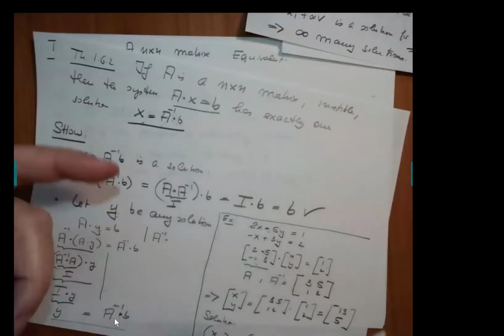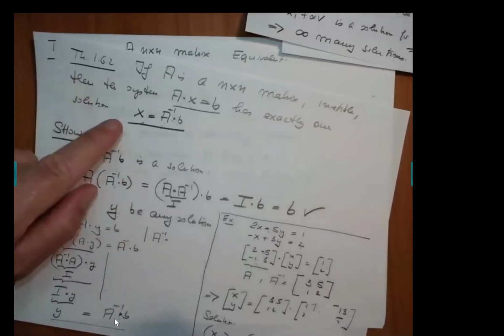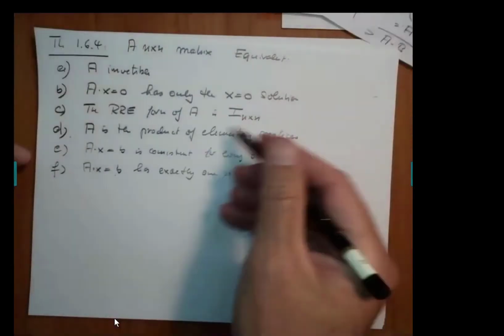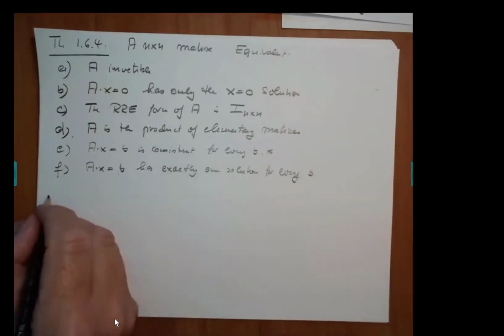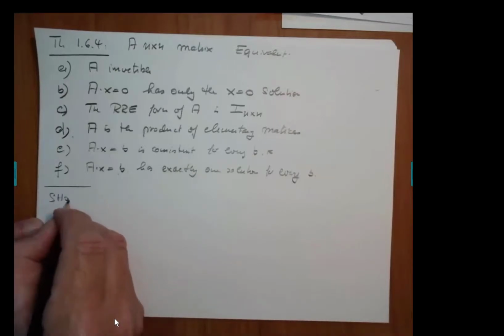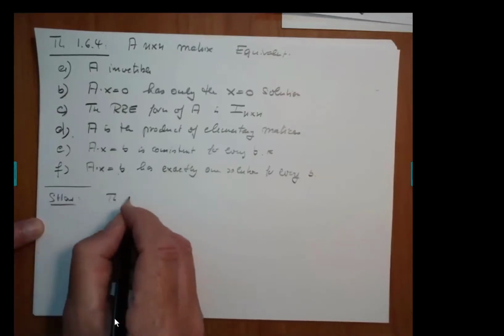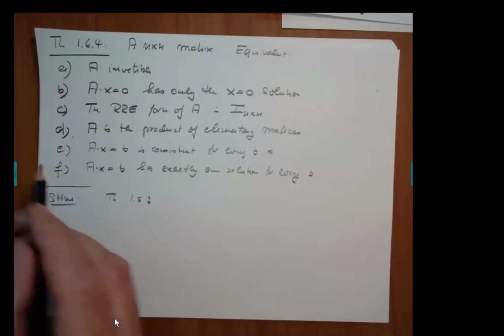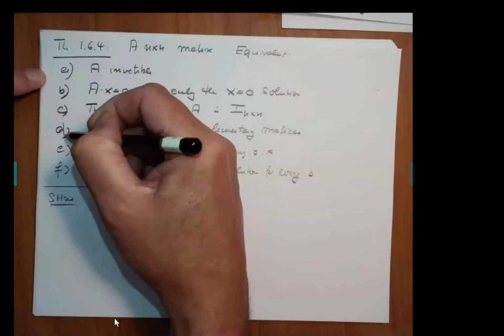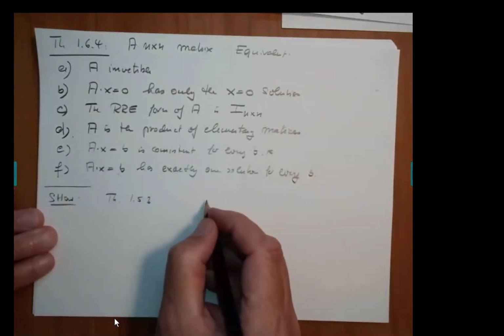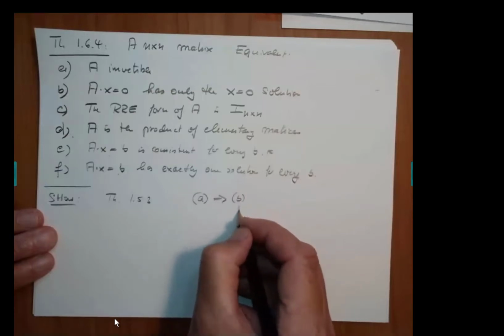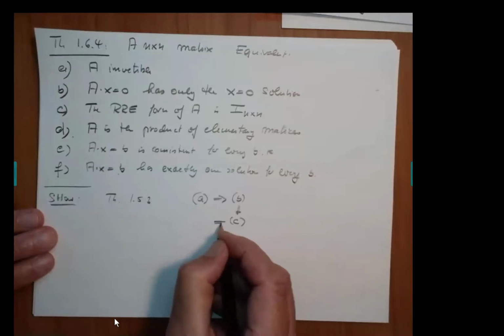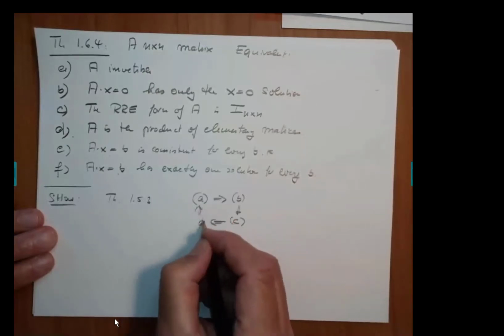That's actually why the book has 1.62 first. Also, this is exactly what we need now to show this. So it turns out showing this is not so much work anymore. Only one step actually requires a little bit of thinking. So we show this. So first we remember theorem 1.53. 1.53 was just the parts A to D. So 1.53 essentially tells us that A implies B, implies C, implies D, implies A.